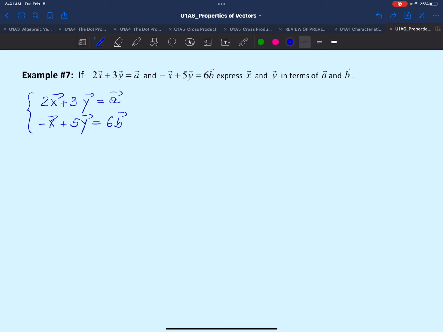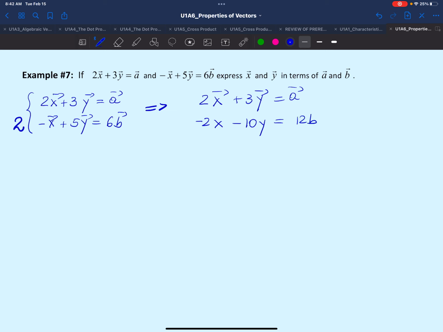So one thing that I am looking at here is multiplication by 2 of the second equation so that I can solve the system by elimination method. I am allowed to multiply a vector by a scalar, and when I multiply by a scalar, it means that this scalar will multiply every term in the equation. So the equation now will become, the first one won't change obviously, so 2x plus 3y equals vector A, but the second one will become negative 2x minus 10y would equal 12b.